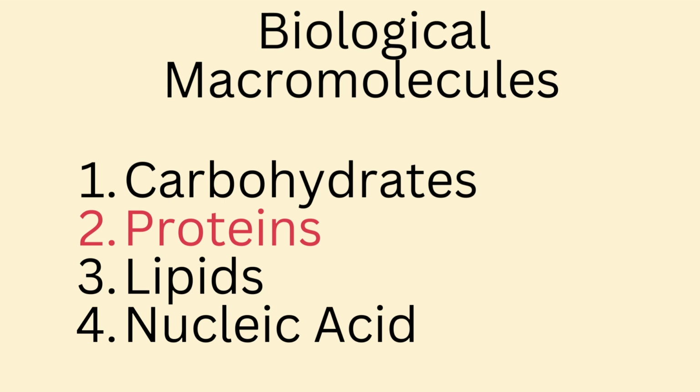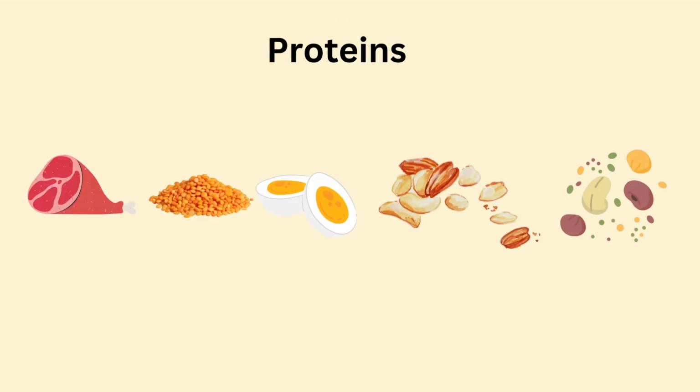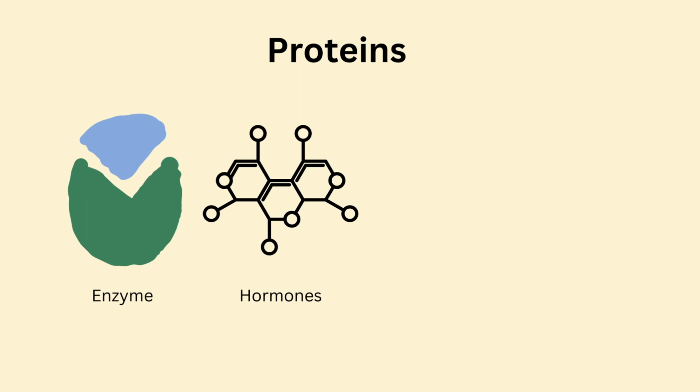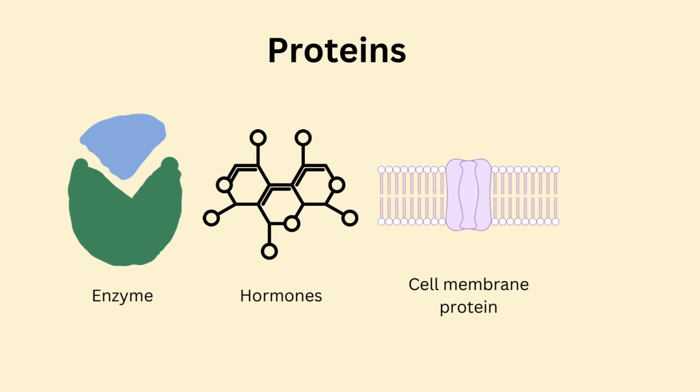Next up are proteins. Proteins can be found in meat, lentils, eggs, nuts, seeds, etc. Proteins are very important for our body because they have a range of functions that they perform in the cell. For example, enzymes and hormones are made out of protein. Proteins can have other roles as well. The cell membrane has proteins that act as doors that allow the entrance and exit of certain molecules.